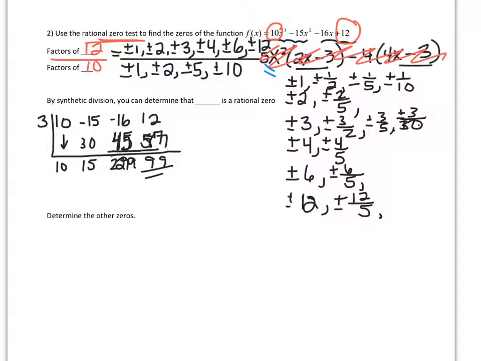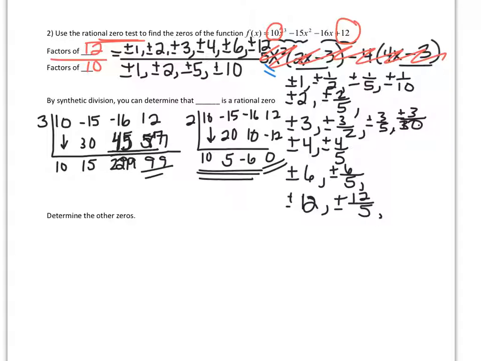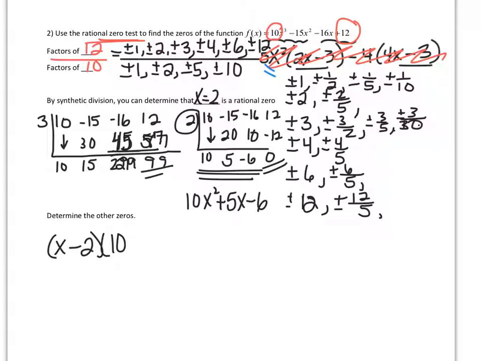Let's try 2. Okay, so 10, -15, -16, and 12. Bring down, multiply, add, multiply, add, multiply, add. So I got a remainder of 0. So that must mean this whole thing is a factor. So 10x squared plus 5x minus 6. So again, if x equals 2 is a root, then x minus 2 is the factor, and the result of the synthetic division is the other factor.